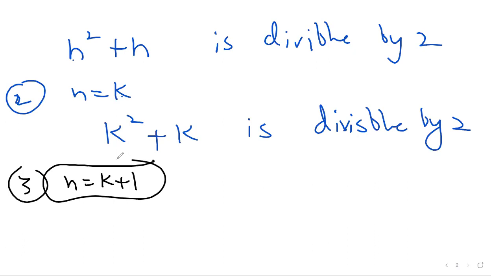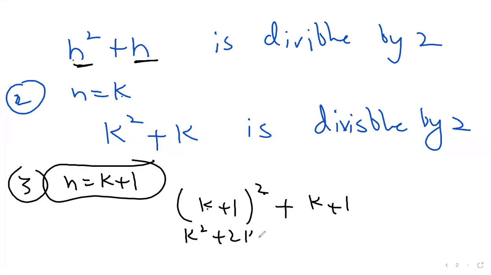How will we do that? Again, the same trick. The mathematical statement will be replaced by k plus 1. Power 2, n will be replaced by k plus 1. The perfect square will be opened. It will become k squared plus 2k plus 1, plus k plus 1.